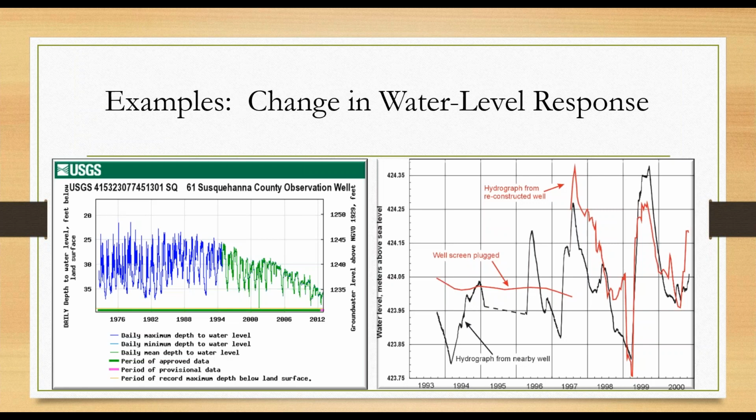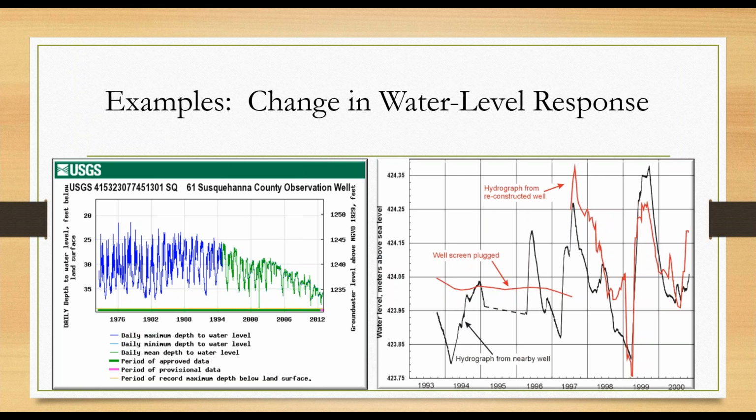Some examples of what you would see as a change in response in your water levels if you don't have good well integrity. The first graph shows that over time the water levels are decreasing. The amplitude is still relatively the same, but the water levels are decreasing. In this particular well, once it was pumped and redeveloped, the water levels recovered.